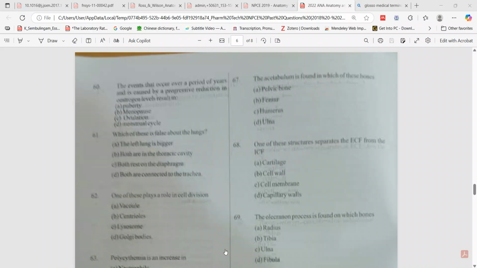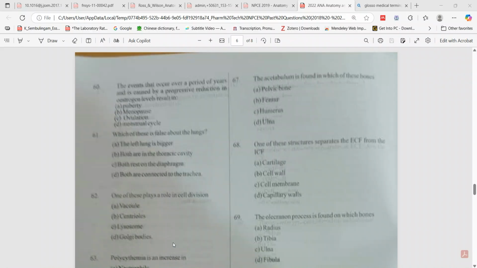Question 61. Which of these is false about the lungs? The left lung is bigger; both are in the thoracic cavity; both rest on the diaphragm; both are connected to the trachea. So A is the answer: the left lung is not bigger. Why do you think the left lung is smaller than the right lung? The answer is because of the cardiac notch.